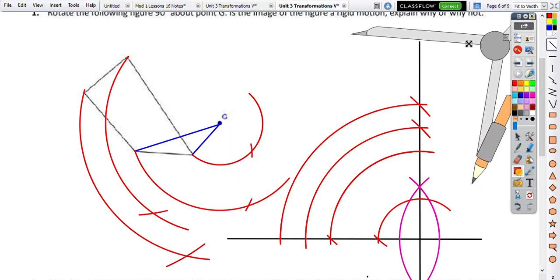And now that I have these 4 points, now I know that those are the images after our rotation, and then we're just going to connect these together, just like it is on my shape over there. And there is my rotation. So that's number one. Remember, if there's points like A, B, C, D, make sure you put the primes on here. We did that in class.